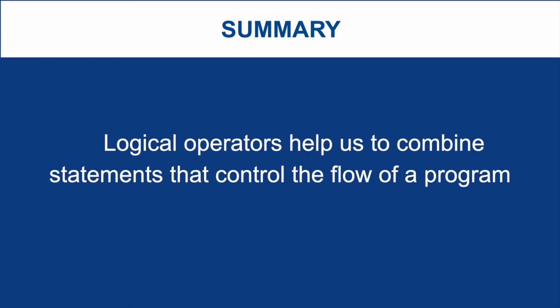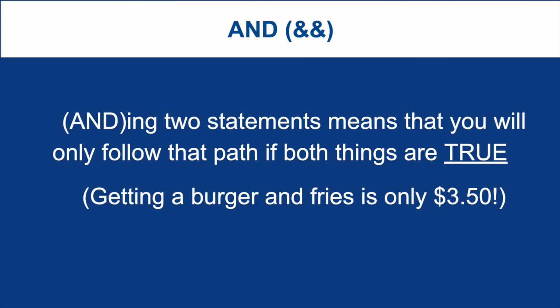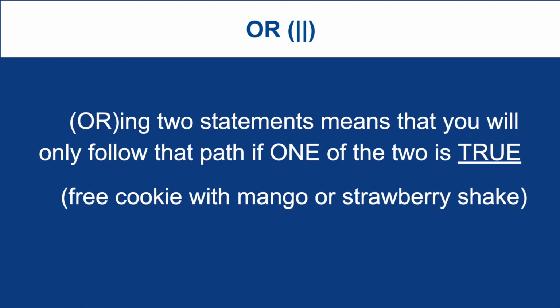So now, to kind of wrap up the day, we are going to summarize what we've talked about today. So logical operators help us to combine statements that control the flow of a program. Anding two statements means that you will only follow that path if both things are true. So, for example, getting a burger and fries is only $3.50. Oring two statements means that you will only follow that path if one of the two is true. So, for example, you get a free cookie with mango or strawberry shake.